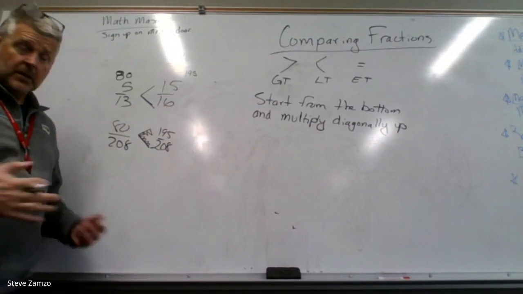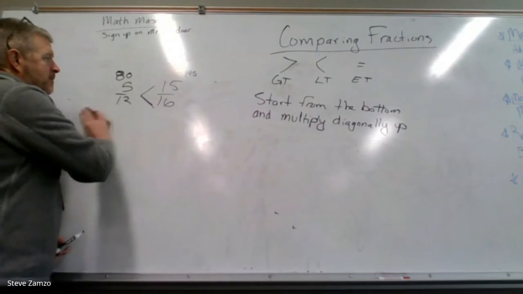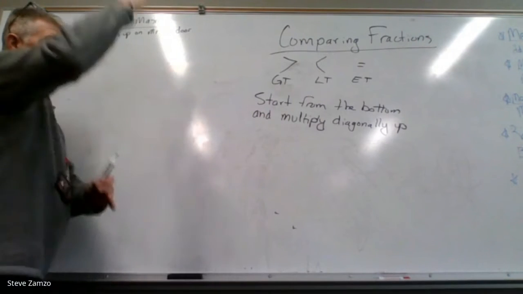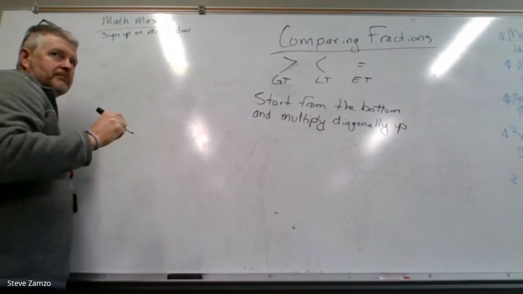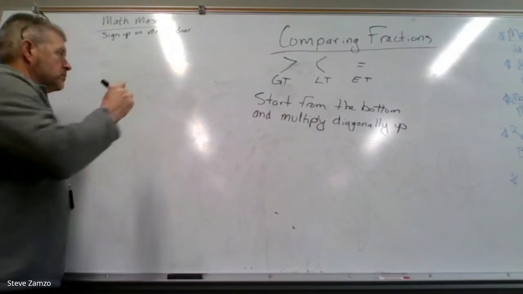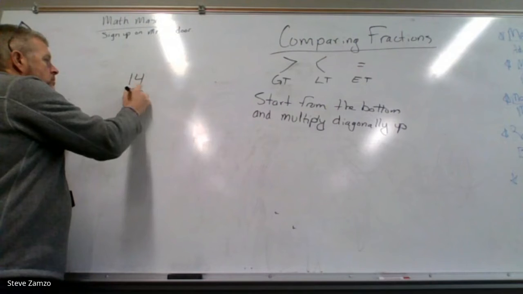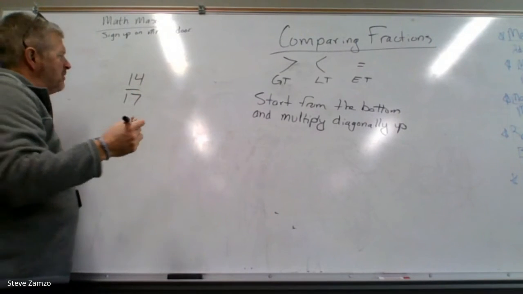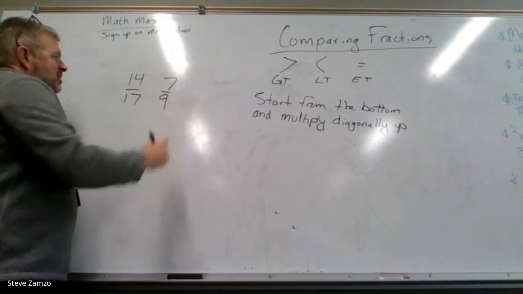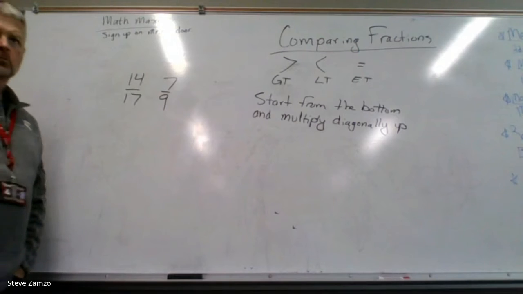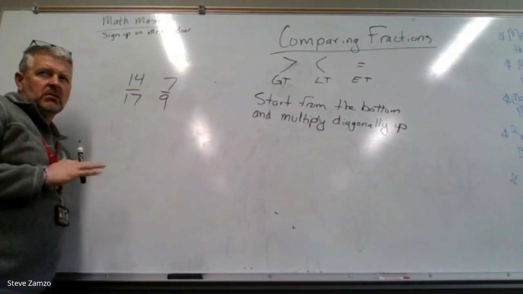Okay, that makes sense? Okay, somebody give me something where the numbers aren't so easy, where it might be challenging to figure it out. Brody. We'll do 14/17. 14/17ths. And just for fun, let's go 7/9. Okay. All right. So we're not really sure.